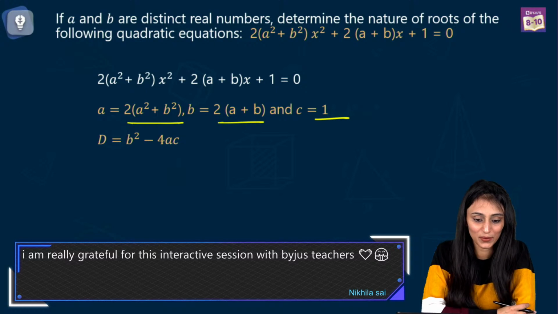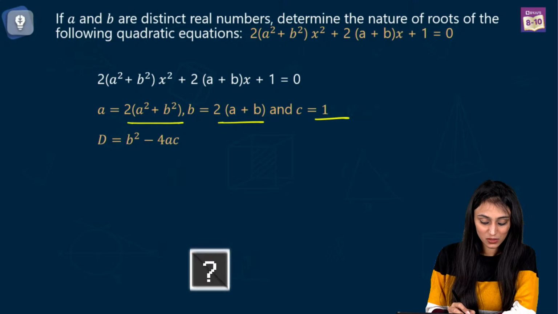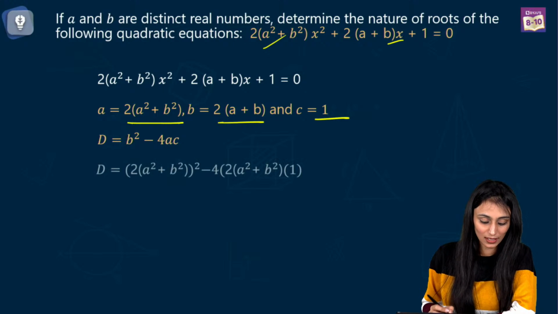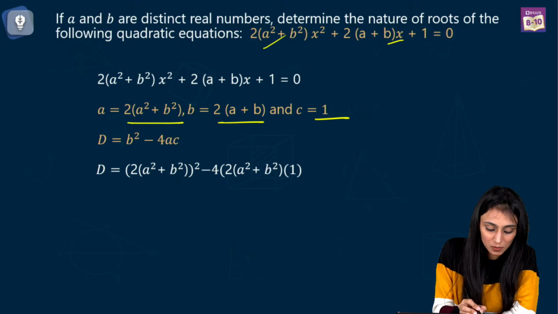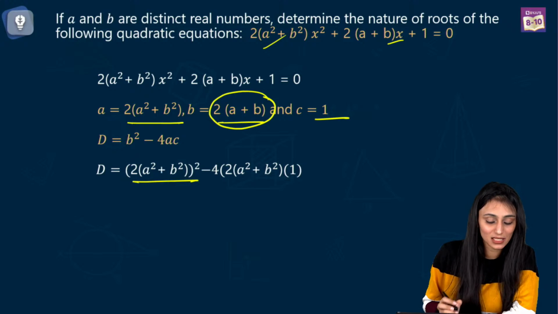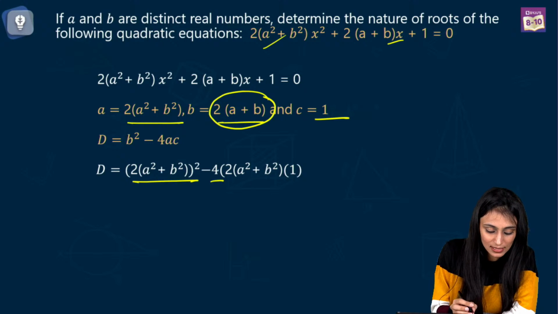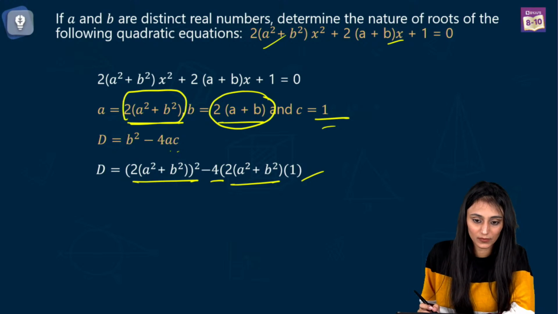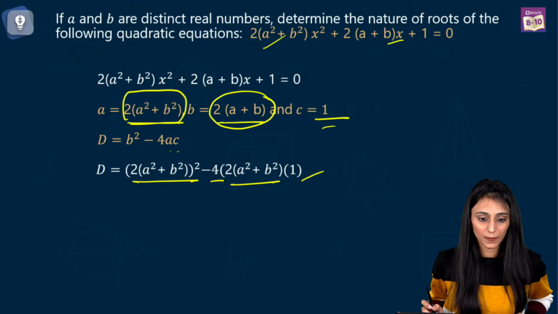All right. Okay. So d is b square minus 4ac, right? So don't get confused. In the equation also we have b, in the equation also we have a, right? So I'll put everything here. What is b? This is b. We'll take the square of it. Minus 4 as it is. A is what? This is a. We write it as it is. And c is what? C is 1, right? All right.